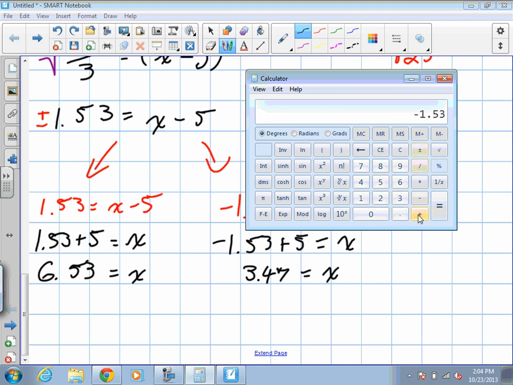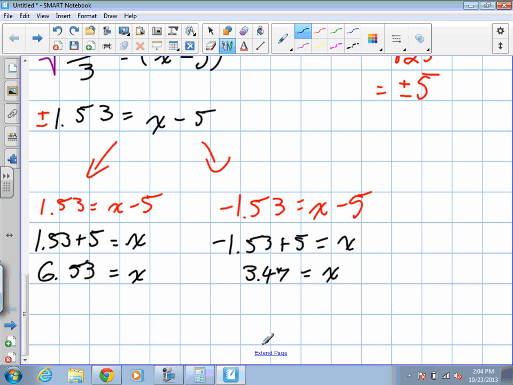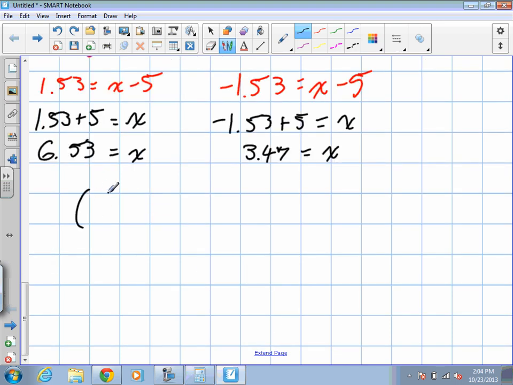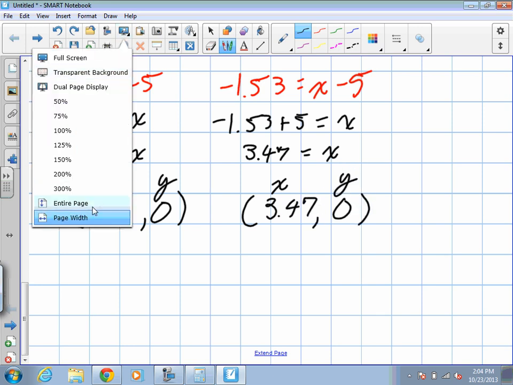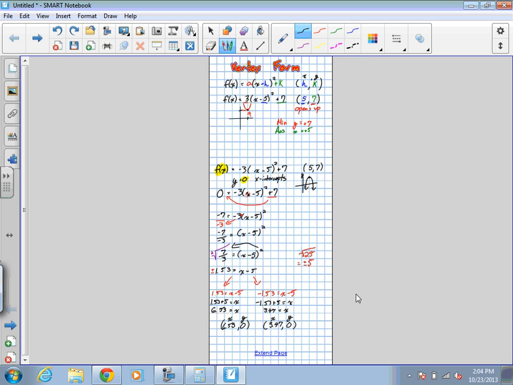So our two x-intercepts, these are technically coordinates. The x value is 6.53. What's the y value? 0. That's one of them. And in our other one, we have 3.47 and 0. So we can use vertex form to actually find x-intercepts. We have to set it equal to 0 and isolate for x. So let's go back up to our original question. How are we doing for time? We're okay. It's a little long.